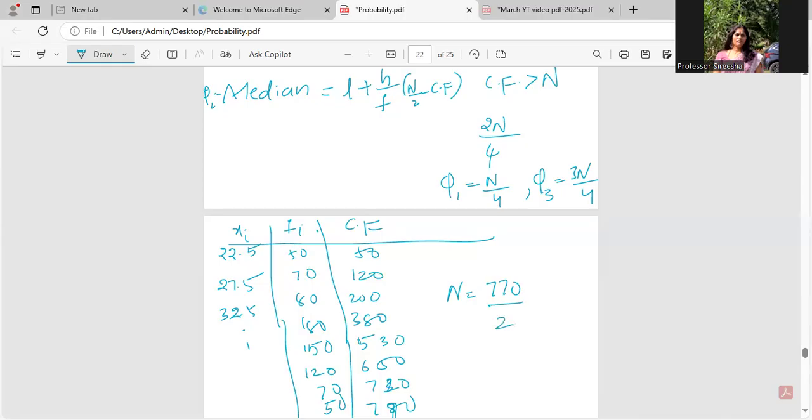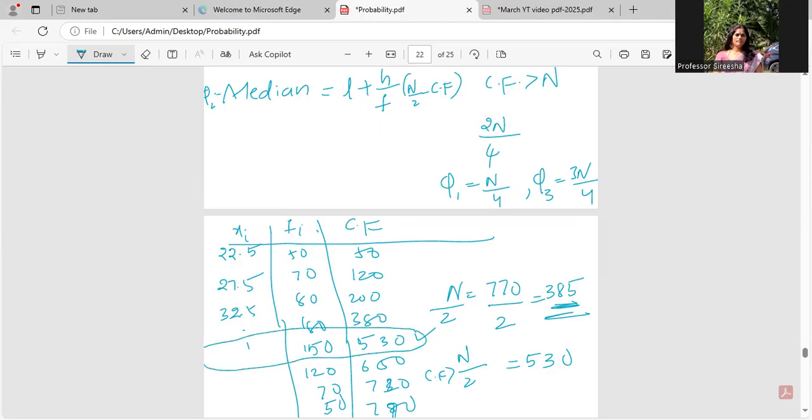I will halve it. What I will get will be 2 3s is 6, 17, 2 8s is 16, 2 5s is 10. 355 is the value of n by 2. I'm sorry, this is not n by 2. Now, the cumulative frequency of the class little later than 375, 385 is 530. Yes or no? The cumulative frequency little greater than n by 2 is nothing but 530. So that would be my median class. Okay, this would be my median class.